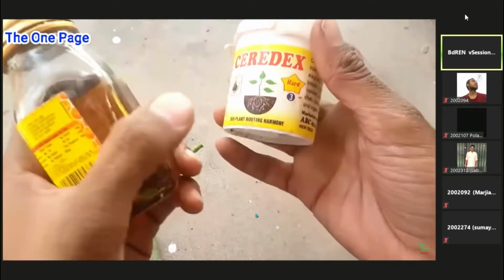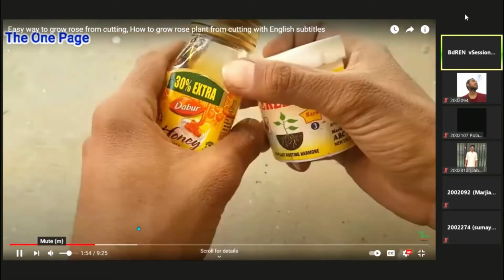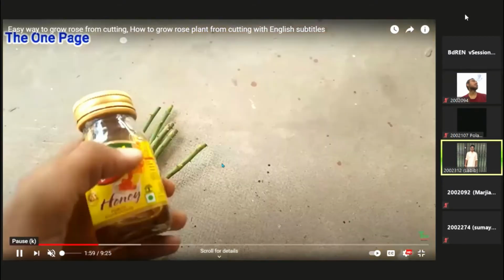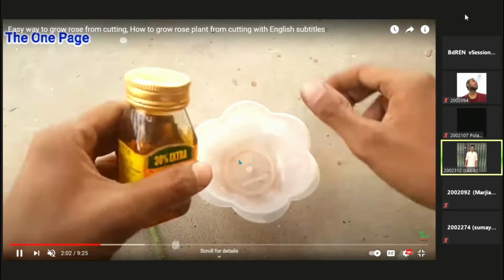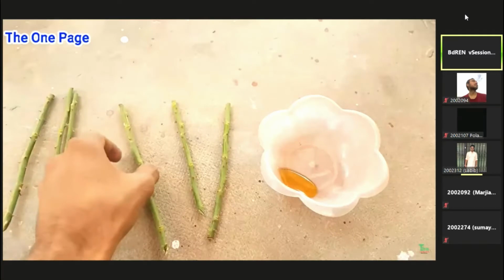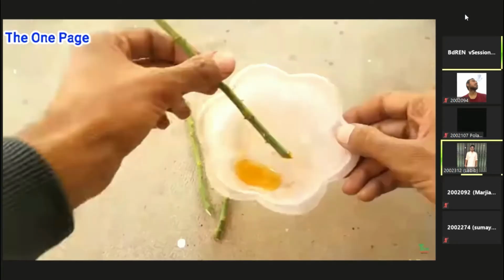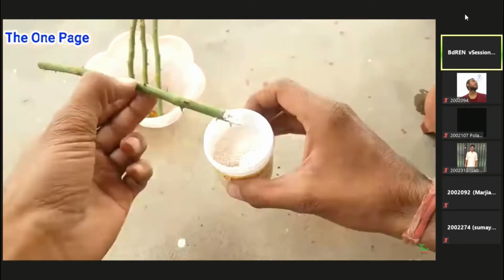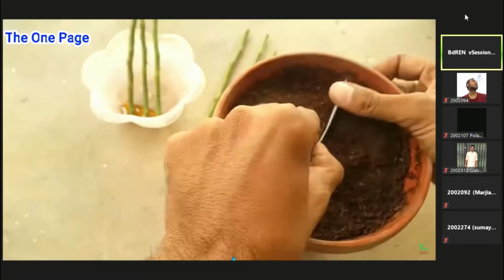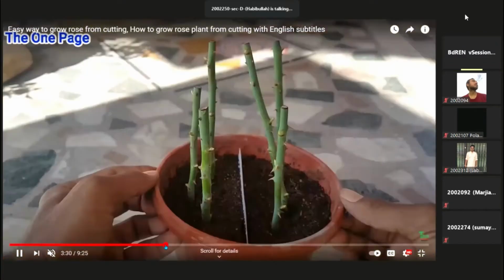So here he is using root producing hormone. What hormone, sir? Auxin. Root producing hormone. Yes, naturally in honey there is root producing capability. Okay, so he has shared this. That's not our point. Okay, see, we are just going on.